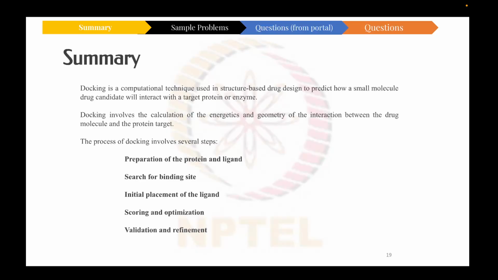The predicted docked poses are validated and refined using experimental data. This helps to identify potential inaccuracies and refine the docking protocols for improved accuracy. Multiple software programs are available for docking calculations, such as AutoDock, Gold, Glide, Flex. These programs utilize different algorithms and scoring functions to predict the ligand protein interactions.